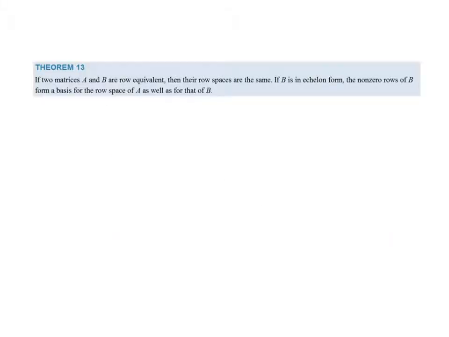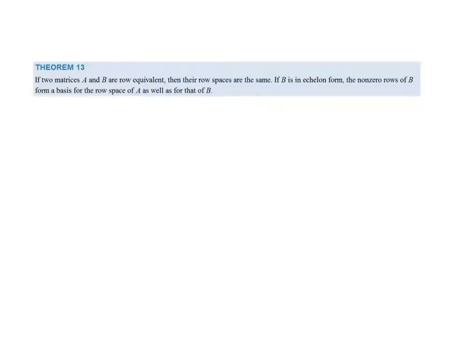Next, we get Theorem 13, so lots of theorems in this section, or in this chapter, lots of definitions, lots of theorems. So maybe make some flashcards, just throwing that out there as an option or an idea. So in Theorem 13, we have if two matrices A and B are row equivalent, then their row spaces are the same. If B is an echelon form, its non-zero rows form a basis for the row space of A as well as that of B.